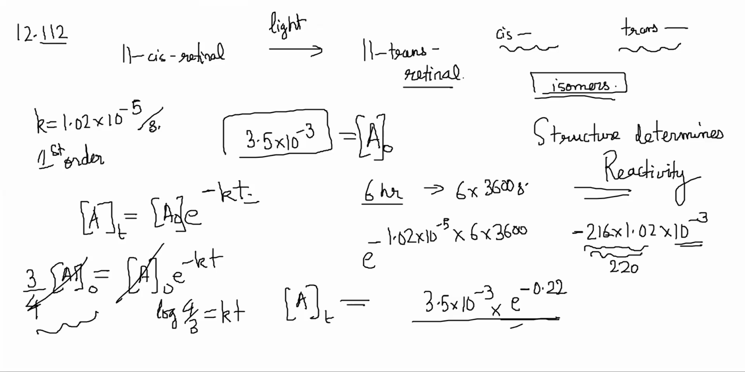Then 12.114. What fraction of the molecules in a gas at 300 Kelvin collide with an energy equal to or greater than EA when EA equals this, right? Okay, so this is the theoretical question. So he's saying what fraction of gas molecules at 300 Kelvin temperature?